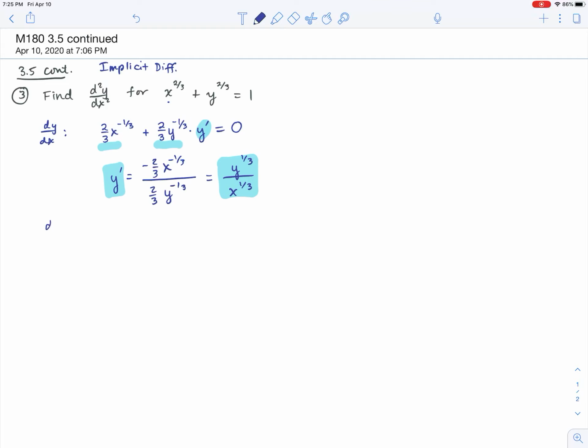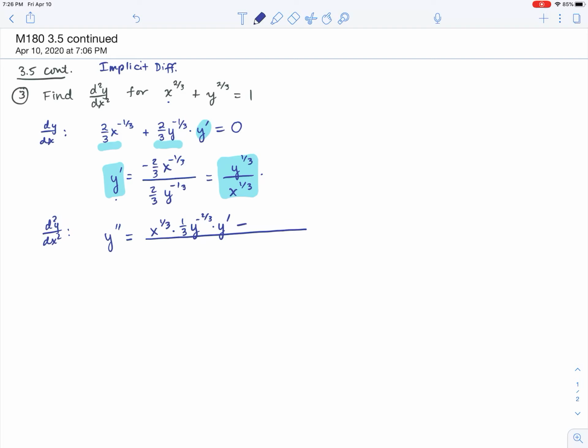So for the second derivative, I'm going to take the derivative of both sides again. So the derivative of y prime is y double prime. And then for this thing, we're going to need quotient rule. So let's go ahead and start with low d high. So that's x to the 1/3 times the derivative of the numerator. So that's going to be 1/3 y to the 1/3 minus 1, so negative 2/3, times y prime. Again, chain rule.